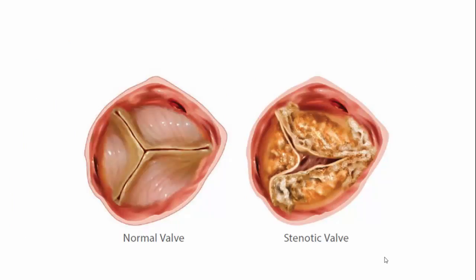And here is another example of a heavily calcified aortic valve. It looks almost like a rock, like cutting through a rock. And look at the normal valve, which is really thin, smooth, glistening, and moves very freely. Compare that with a stenotic valve, and you can see the big difference.